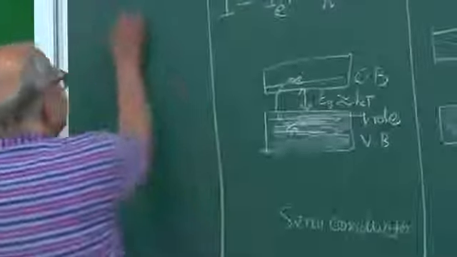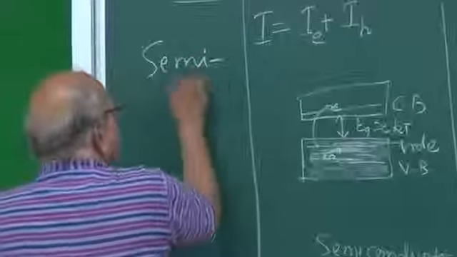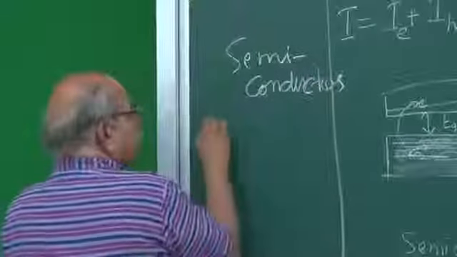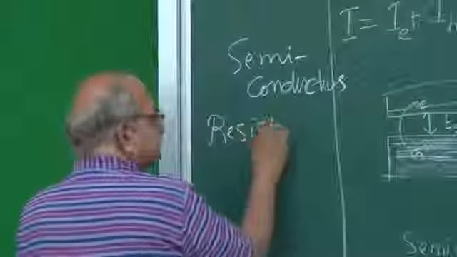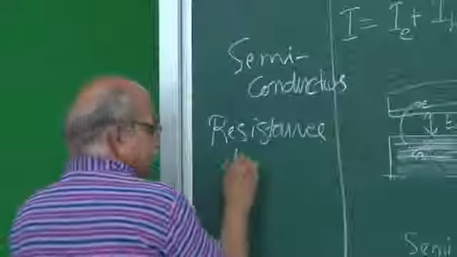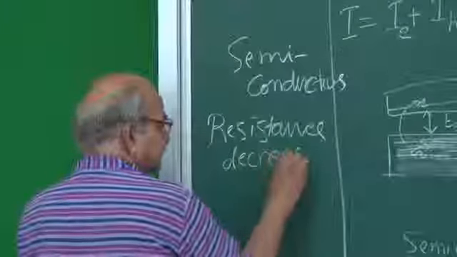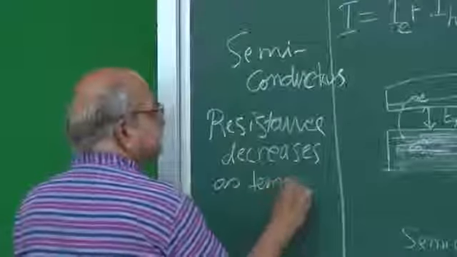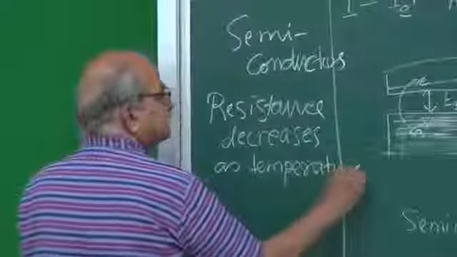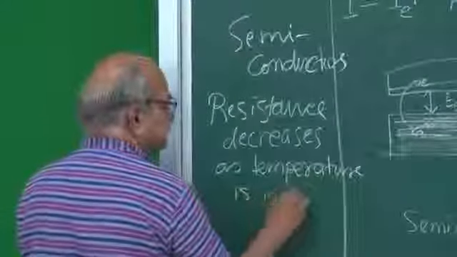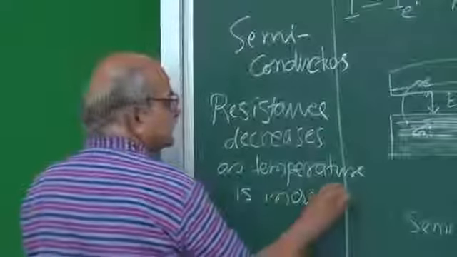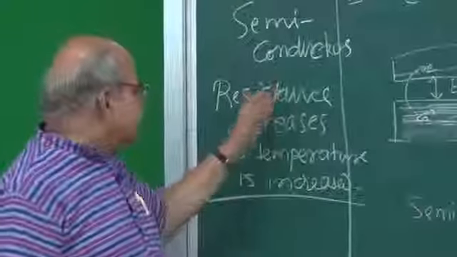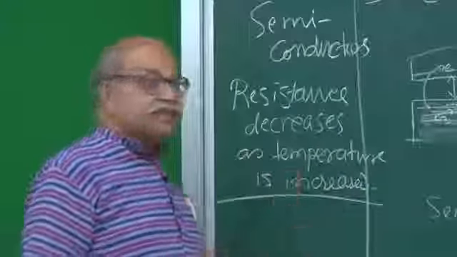So for semiconductors, resistance decreases as temperature is increased. Okay, opposite to what a conductor will do. For a conductor, resistance increases as temperature is increased.